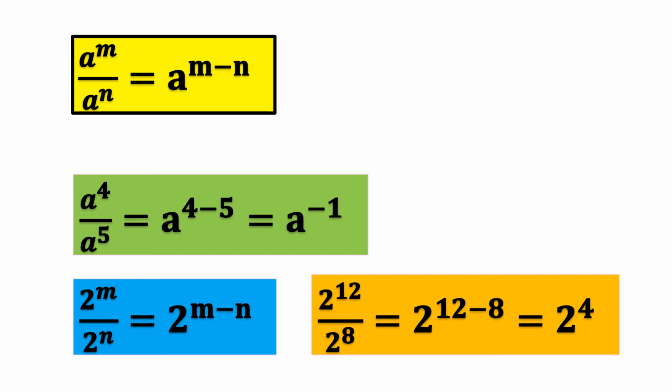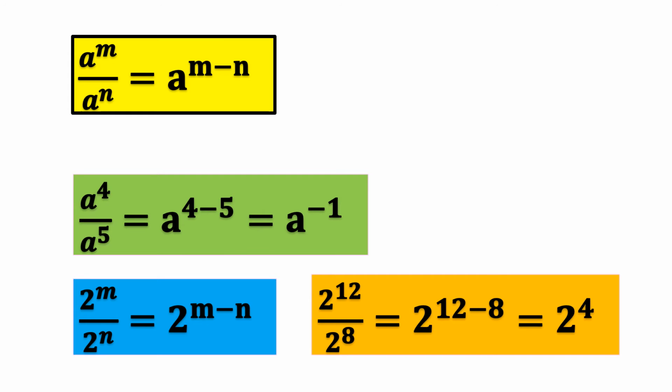So look at this example now. a raised to m divided by a raised to n. You can see that it's the same number. Again, the exponents are different. So what do you write? a raised to m minus n, right? Now the next one again, 2 raised to 12 divided by 2 raised to 8. It's the same number, different exponents. So you write the number and then you subtract the exponents. 12 minus 8 is 4, right? So 2 raised to 4, okay?